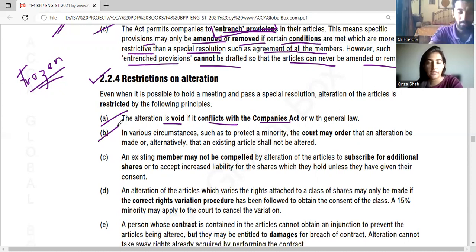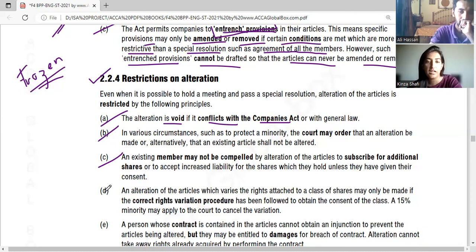If there is any issue between the minorities, if the rights of the minorities are not being protected properly, then the court can order that the articles be altered. An existing member may not be compelled by alteration of the article to subscribe for additional shares or to accept increased liability for the shares which they hold unless they have given their consent. If you have already given shares to the shareholders, then now you cannot change your policies because it's already been done and they have been subscribed. Now you cannot add different things in the same constitution.